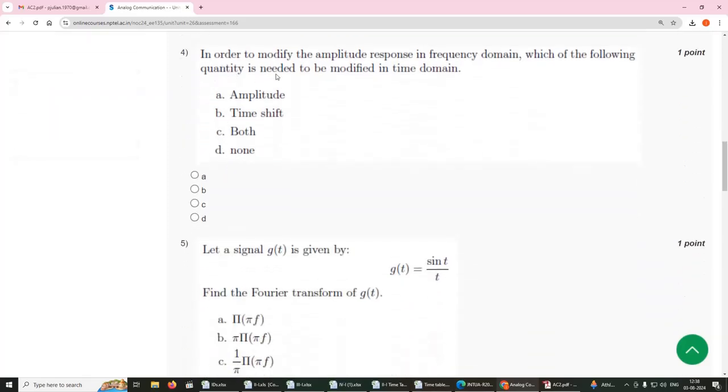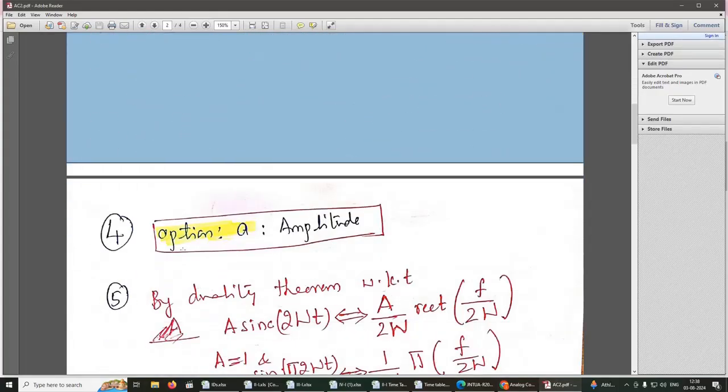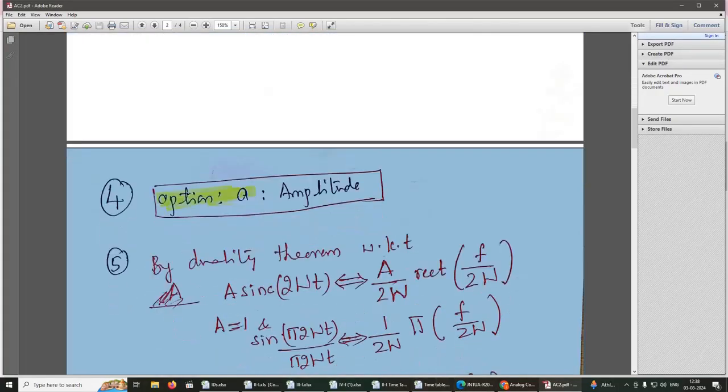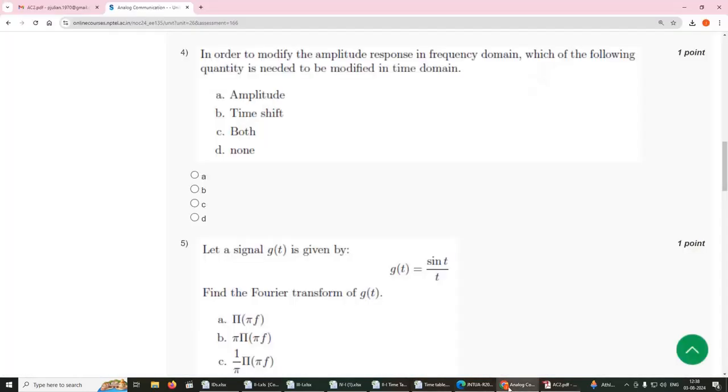Fourth, in order to modify the amplitude response in the frequency domain, which of the following quantities needs to be modified in the time domain? Naturally, it is option A, amplitude.